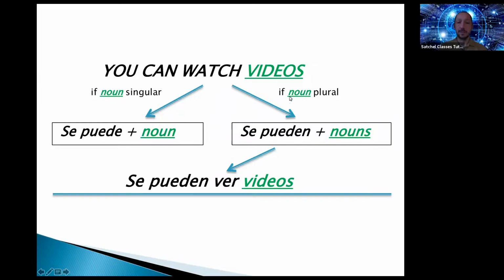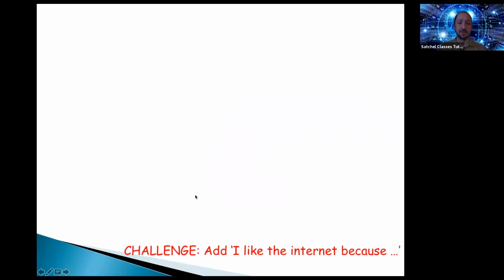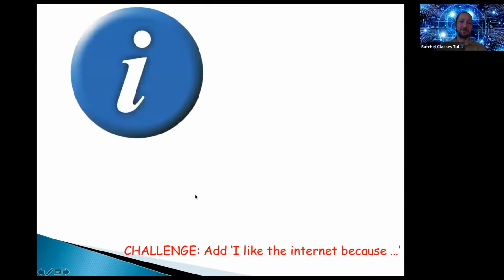So remember that if the word is in plural, you need to add an N at the end. And that, of course, is going to show how much you know about Spanish. Okay? Not really difficult to remember, very important though. So let's do a little bit of practice. Let's translate some sentences into English, sorry. And by the way, think about this. How would you say, I like the internet because? And then you add the sentences at the end.